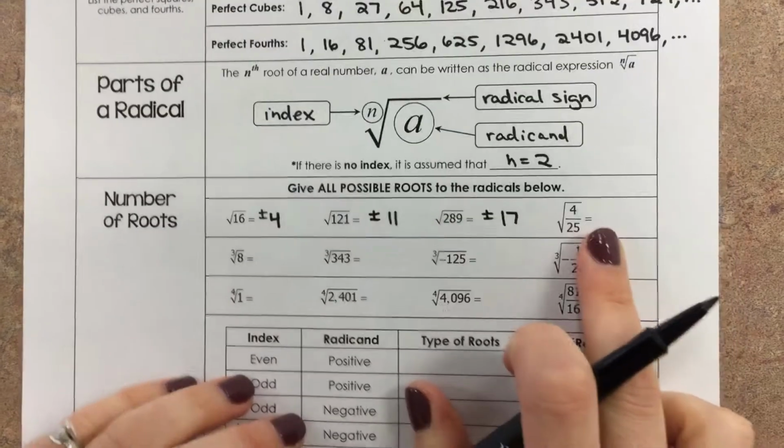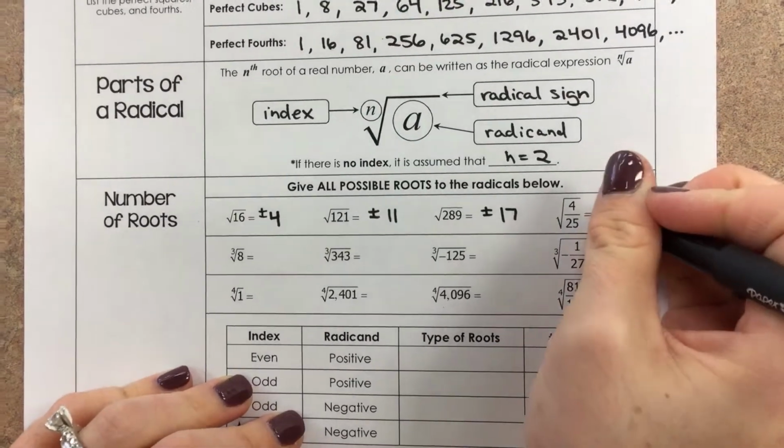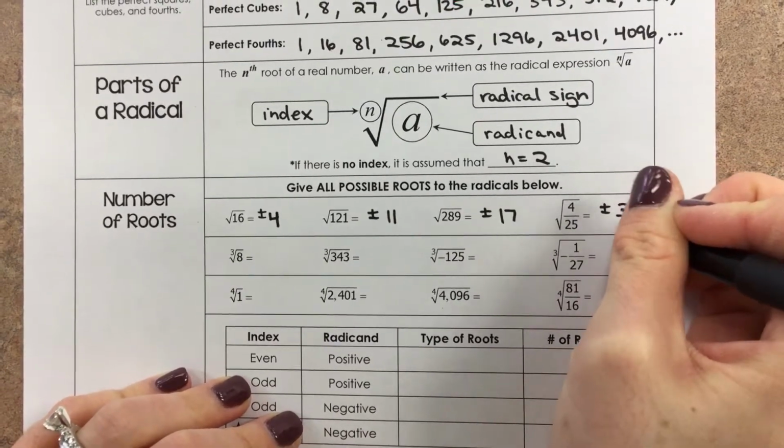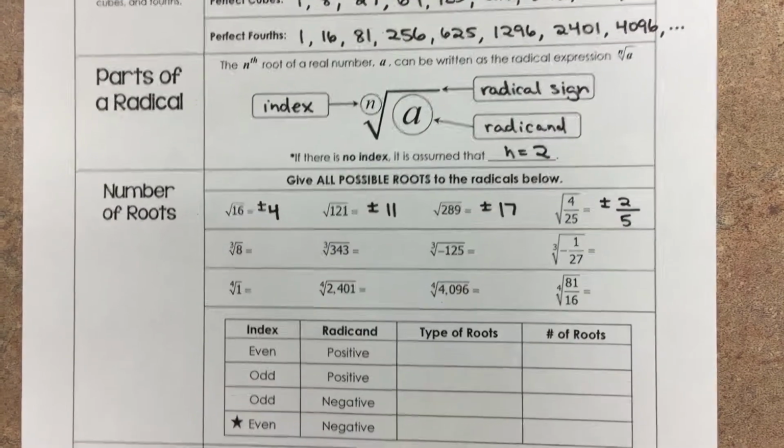You guys are also going to deal with some fractions like this. Numerator is a perfect square, denominator is a perfect square. So we start with our plus or minus. Square root of 4 is 2, square root of 25 is 5. So we get this perfect square fraction like that.